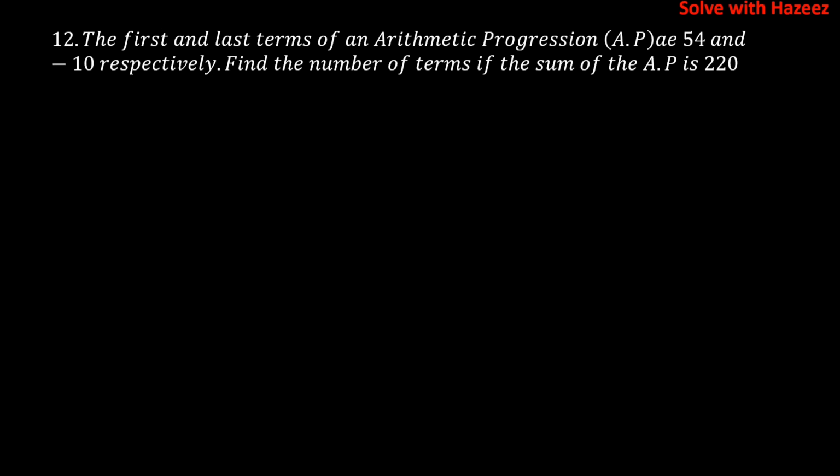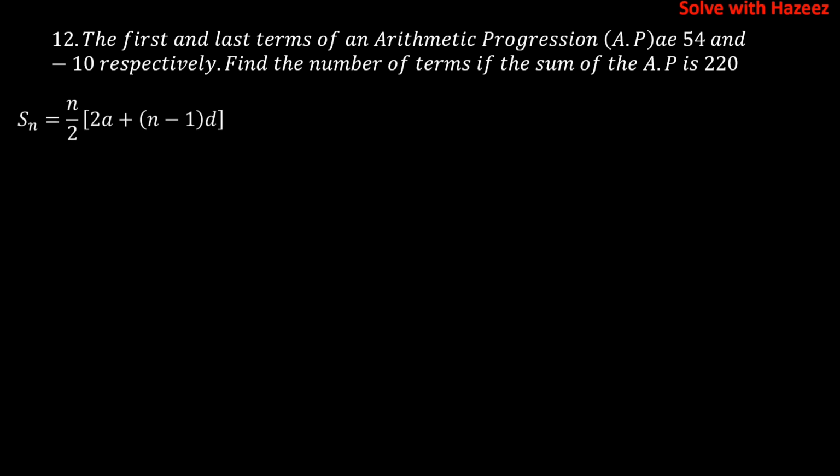Moving to question number 12, the question says, the first term and the last term of an arithmetic progression, that is AP, are 54 and minus 10 respectively. That is, the first term is 54, while the last term is minus 10. So the question is now to find the number of terms if the sum of the AP is 220. Finding the sum of an AP, we have two formulas. It depends on the parameters given in the question.